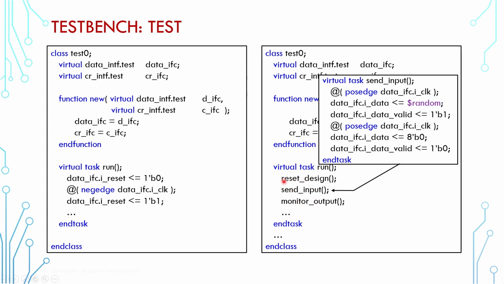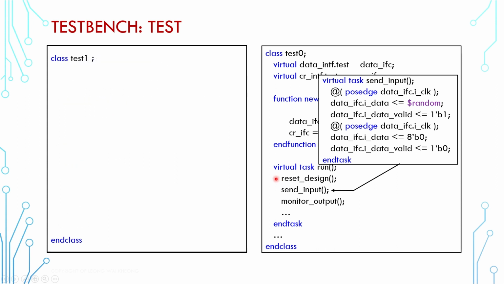Besides being clear, the tasks are also reusable. Let's say we have a new test, test 1. In the worst case, this class can be totally different from test 0. Instead of having a task called run, maybe it has a task called start or execute or main. But it's best to standardize the task name so that everybody knows where to look in the test.